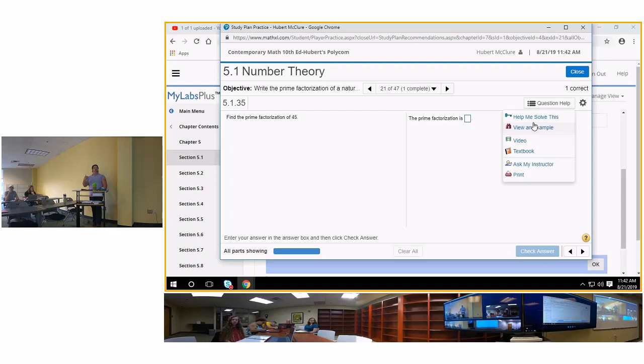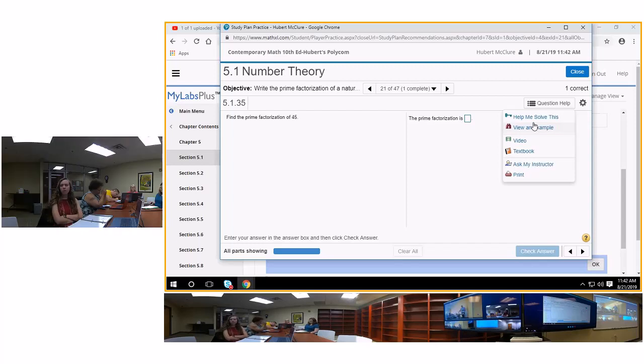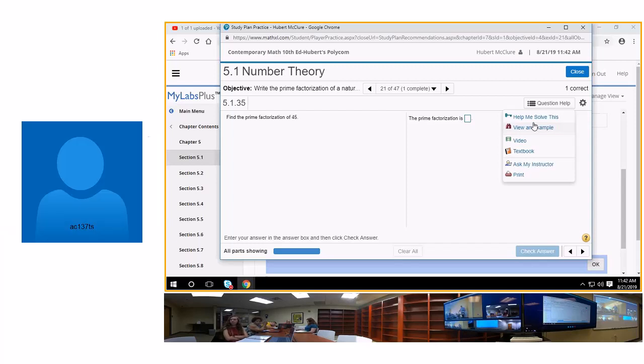Who uses the view an example? 90% of you probably will use view an example. One, because a lot of this is a review to you. And two, it's quicker. Video. Video is for visual learners.